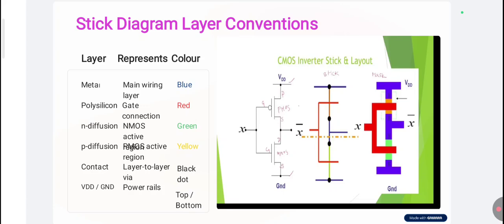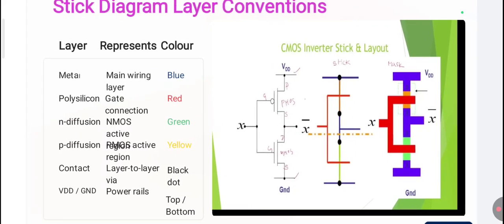And the power supply lines such as VDD and ground are represented either at the top or bottom of the stick diagram. If you observe, the example figure of a CMOS inverter is drawn here along with its stick diagram as well as layout. In the CMOS inverter, we have two different transistors. One is a PMOS transistor, another is an NMOS transistor. Always the PMOS transistor is connected to the power supply rail VDD, and the NMOS transistor is connected to ground.